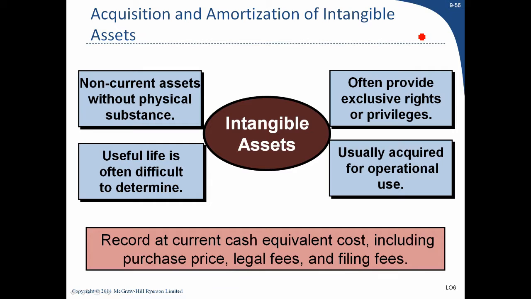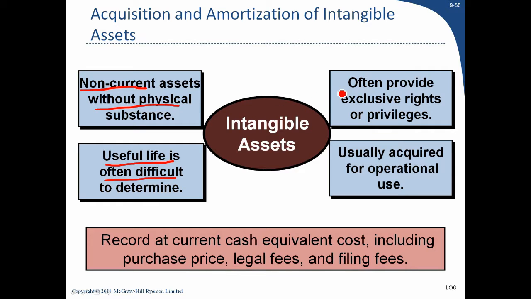Intangible assets are a little bit trickier to get your head around because you can't touch them or see them or feel them. These are non-current, meaning long-term, long-lived assets without physical substance. The useful life is often difficult to determine. Sometimes the law will say copyrights last for 50 years or this patent lasts for 20 years. But it's not always clear how long a trademark will last, or a brand. What's a brand worth? What's Coke's brand worth? Who knows? How long will it last? Who knows?